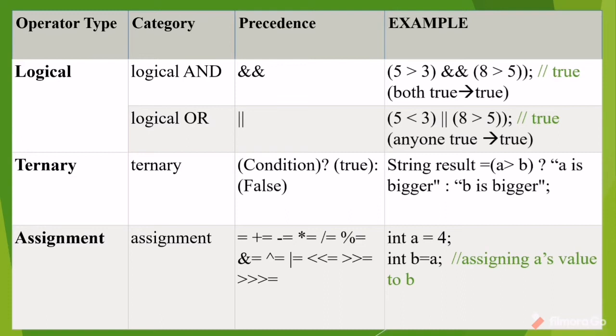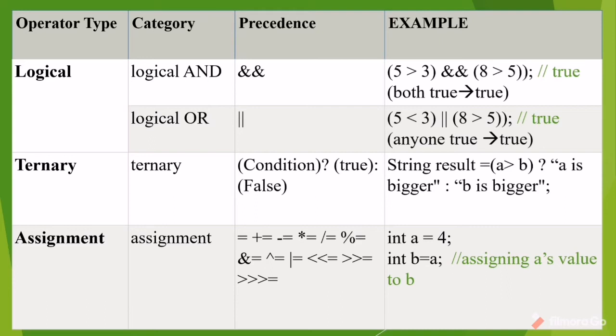Logical operator. So category for that is logical AND and logical OR. How to write that is && for AND and then the OR symbol, that is the pipe symbol, we need to use. Example, 5 > 3 && 8 > 5. How this logical AND works means if both the given conditions are true, then it will give us true as output. Otherwise it will be false. So here it checks 5 greater than 3 is true and 8 greater than 5 is also true. So both the conditions are true, it is giving us true as output.